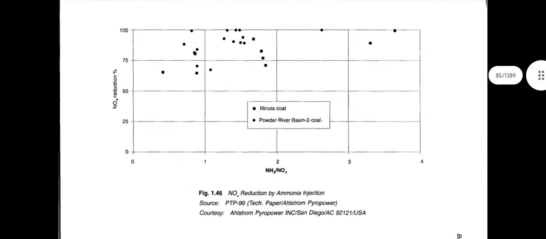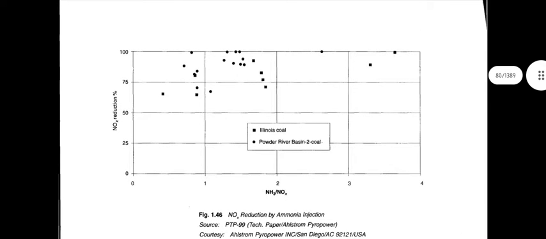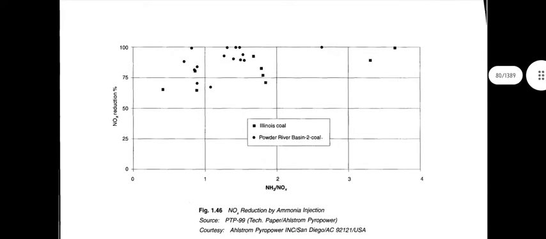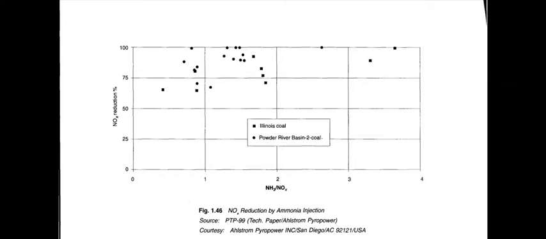And in the next diagram we can see the NOx reduction by ammonia injection. NOx reduction in percentage is on the y axis, and NH3 to NOx ratio is on the x axis. The Illinois coal rectangular dots are low compared to Powder River Basin 2 coal. So the Powder River Basin 2 coal has high NOx reduction.